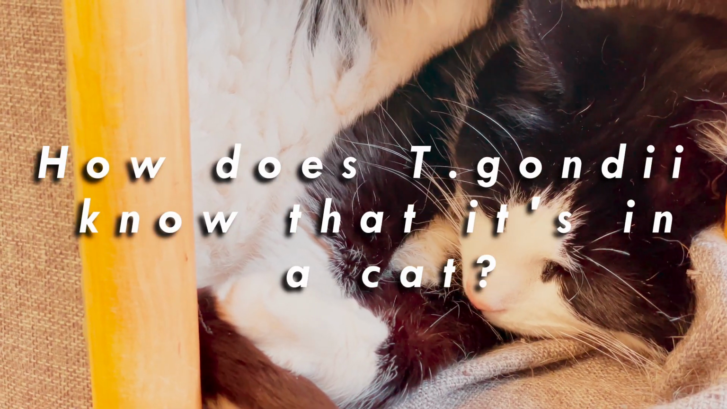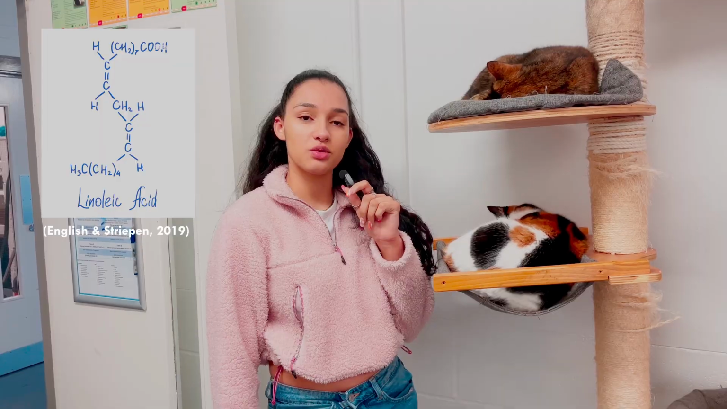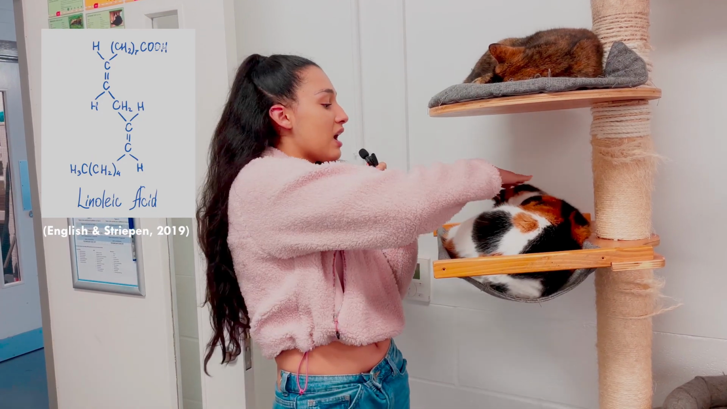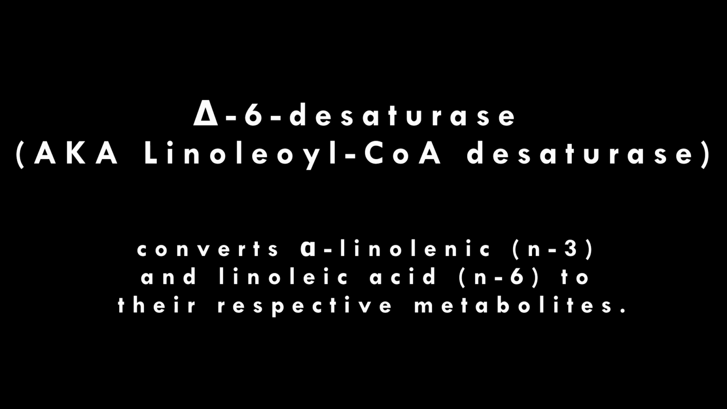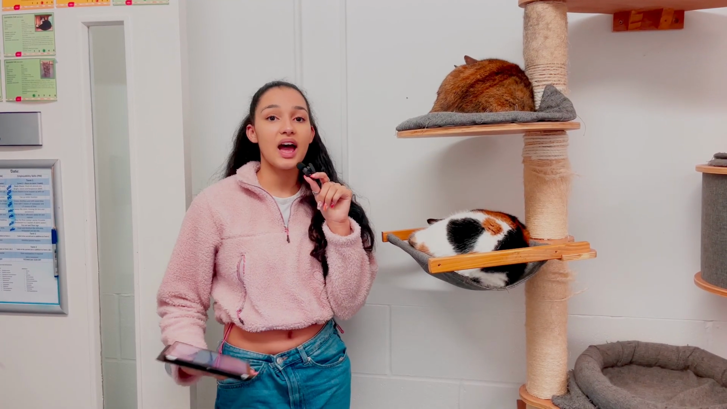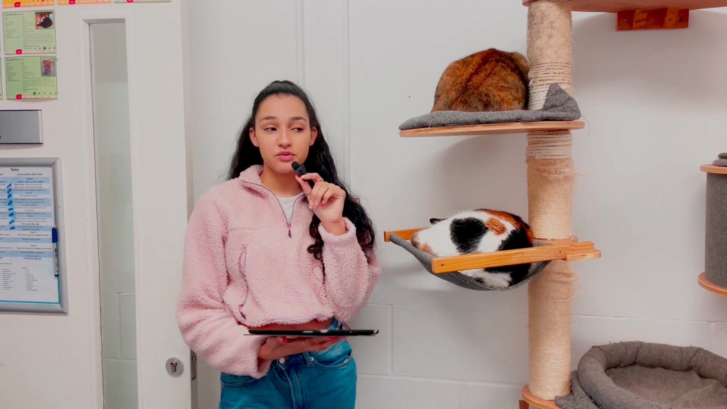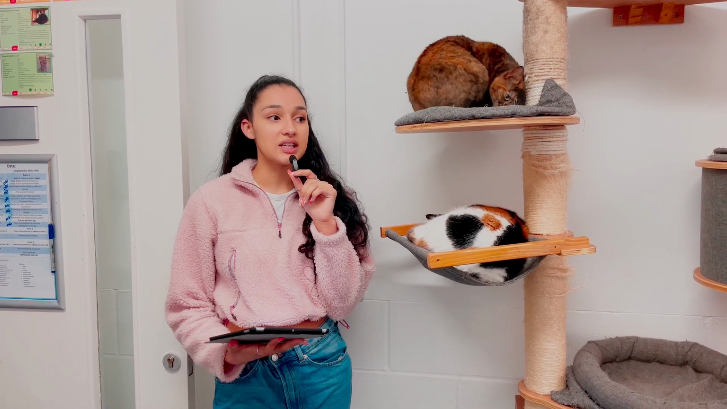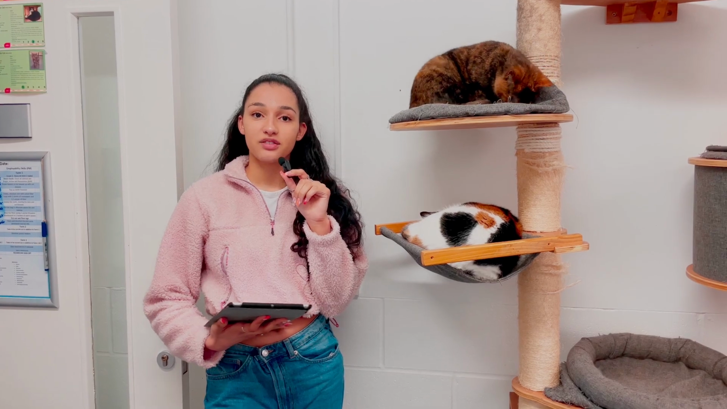Toxoplasma can identify a single fatty acid called linoleic acid, which the cat produces. So cats lack delta-6 desaturase, the enzyme that catalyzes linoleic acid. This means that linoleic acid sticks around and accumulates. Therefore, the Toxoplasma gondii can detect this, and that's how they know they're in a cat. One of the things that we still don't know is how Toxoplasma can detect different abundances of linoleic acid, so I guess further research will have to determine that.